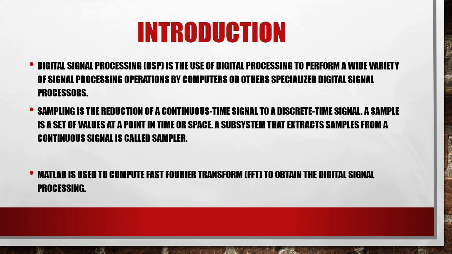Digital signal processing is the use of digital processing to perform a wide variety of signal processing operations by computers or other specialized digital signal processors. Sampling is the reduction of a continuous time signal to a discrete time signal. A sample is a set of values at a point in time or space. A subsystem that extracts samples from a continuous signal is called a sampler.